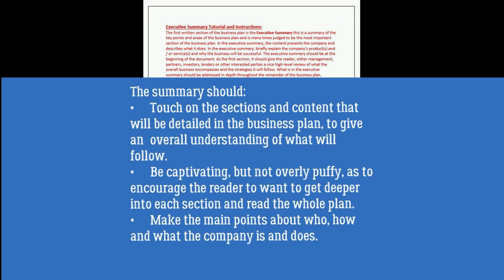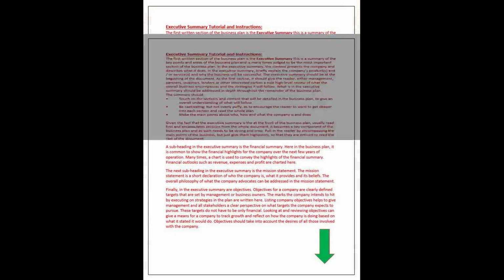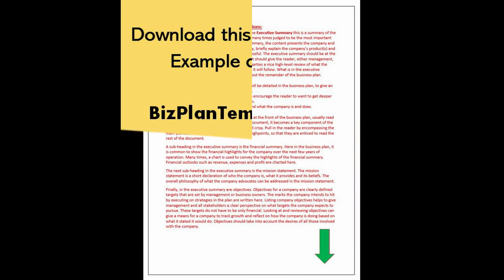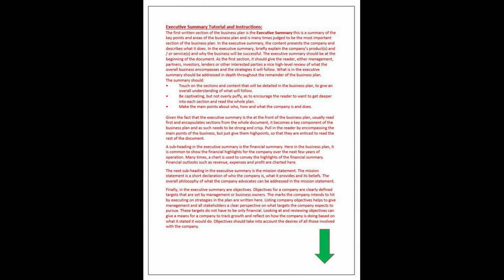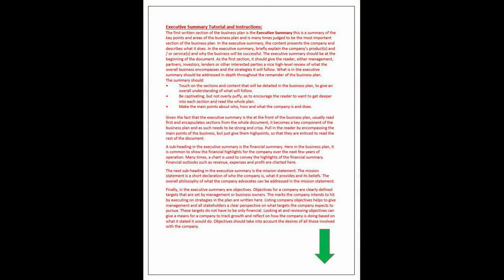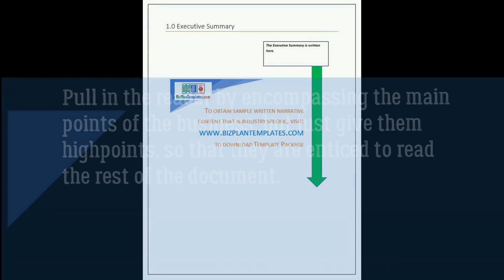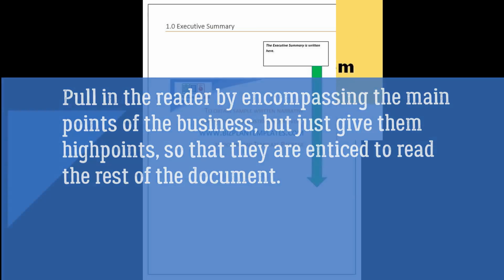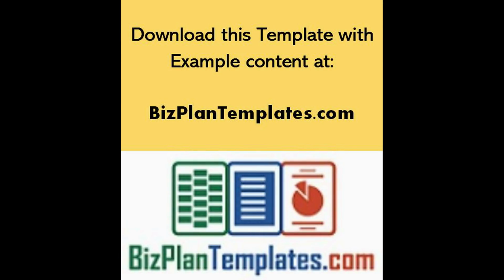Be captivating but not overly puffy, so as to encourage the reader to want to get deeper into each section and read the whole plan. Make the main points about who, how, and what the company is and does. Given that the Executive Summary is at the front of the business plan, usually read first, and encapsulates sections from the whole document, it becomes a key component of the business plan and needs to be strong and crisp. Pull in the reader by encompassing the main points of the business, but just give them the high points so that they are enticed to read the rest of the document.